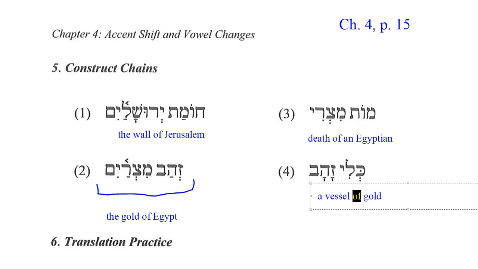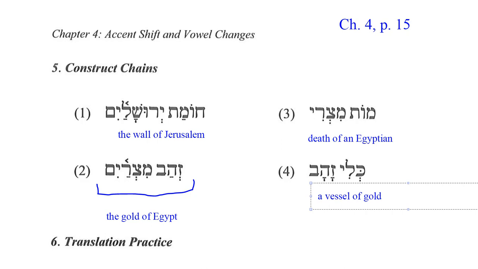Note the flexibility of the word of. A vessel of gold means a vessel made of gold. So just as in English, our preposition of can mean a lot of different things. The same is true of the construct relationship in Hebrew.